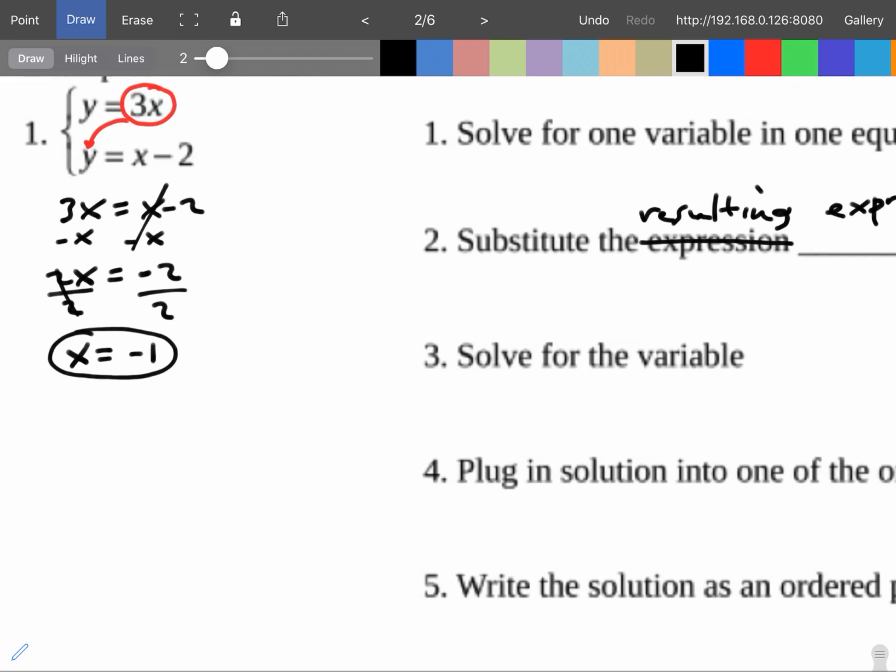But in these problems, you have to go back, you have to plug that back into one of the two original equations, and then you have to solve for y also. And by the way, if you guys need to stop me at any time, just unmute your mic and give me a shout out and I'll stop, okay, if you have a question.